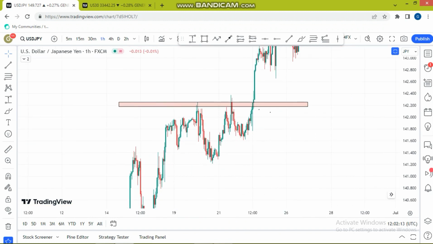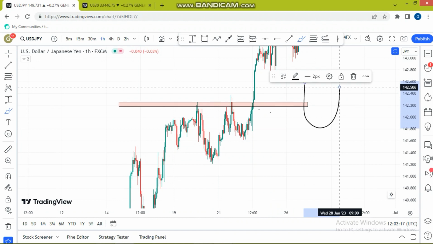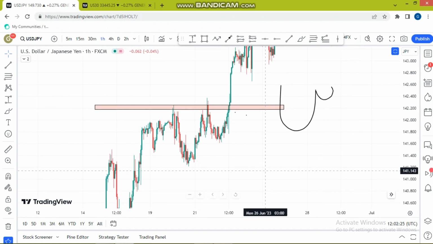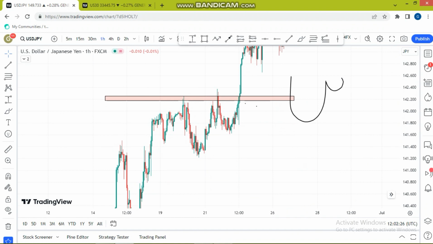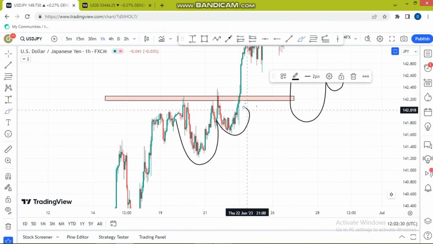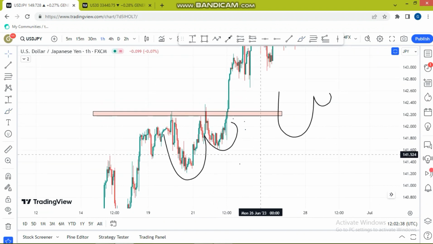In case you don't know what a cup and handle pattern is, it's like a cup, like the cup you use to drink water in your house. So definitely that's an example of a cup and handle. And as you can see in this pattern right here, this is also a cup and handle. So you understand what a cup and handle is now. You are looking for it in an uptrend as a trend continuation pattern. So you're looking for continuation.